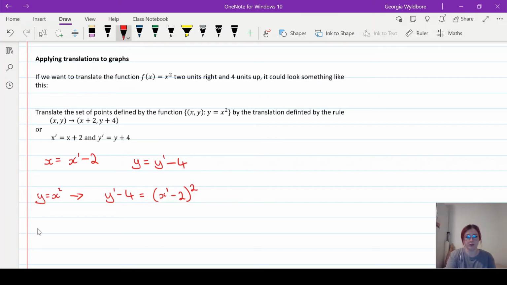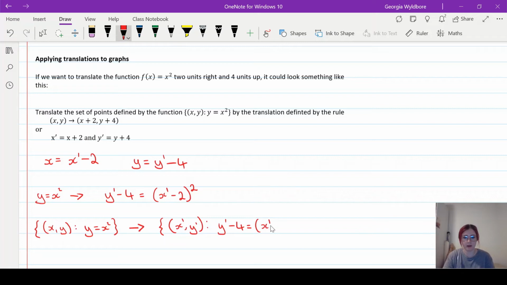Okay, so to write that back in our set notation, we have that the points (x, y) such that y equals x squared maps to the point (x', y') such that y' minus 4 equals (x' minus 2) squared.